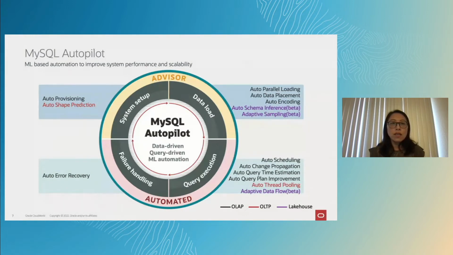As you can see here, the features that are highlighted in black are for OLAP that have been introduced right after we introduced HeatWave in the cloud. And we have since improved, for example, the machine learning model behind it. But right now, we have introduced new autopilot features that are targeted for OLTP and also our Lakehouse use case.